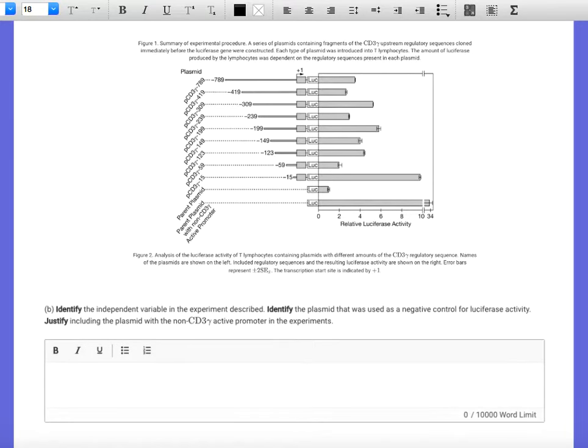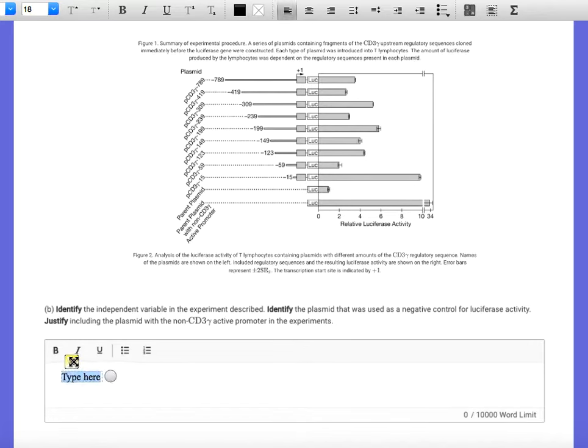Okay, so let's take a look at B before they actually want you to dive into the data. They just want you to look at the experiment itself. So part B, they want you to identify the independent variable in the experiment described. Okay, well, the independent variable again is the one that you change, right? So it looks to me that the investigators change the different lengths of promoter sequences, right?